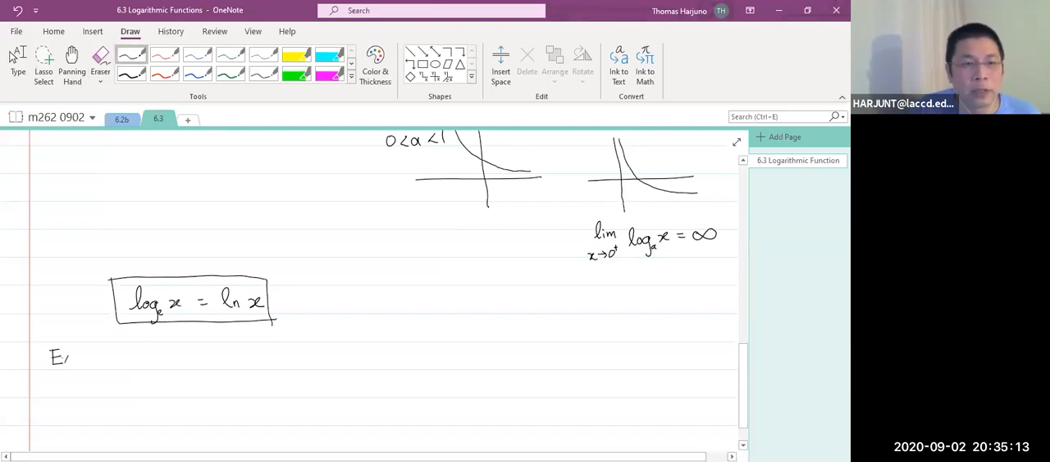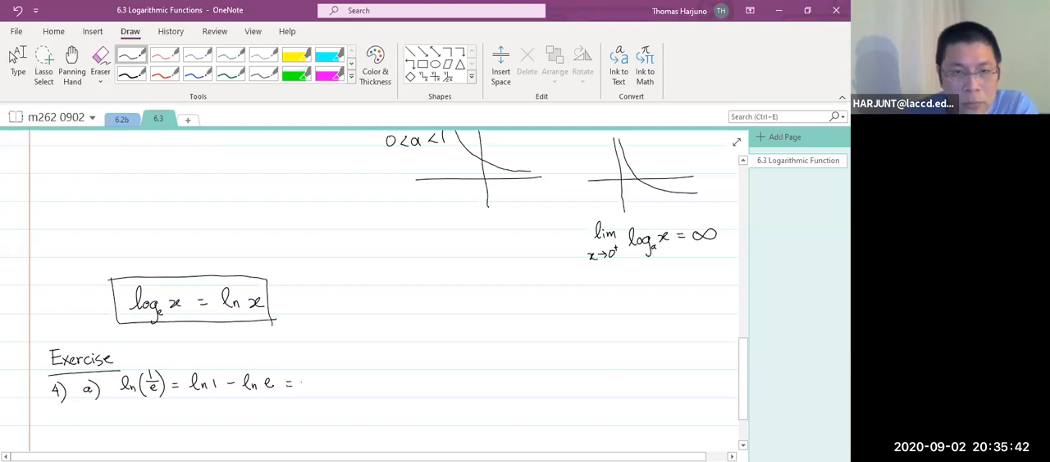For example, exercise number 4. Part A, the natural log of 1 over e is the natural log of 1 minus the natural log of e. What is the natural log of 1? Zero, right? Minus the natural log of e, and we know the natural log has base e, so this is actually -1.